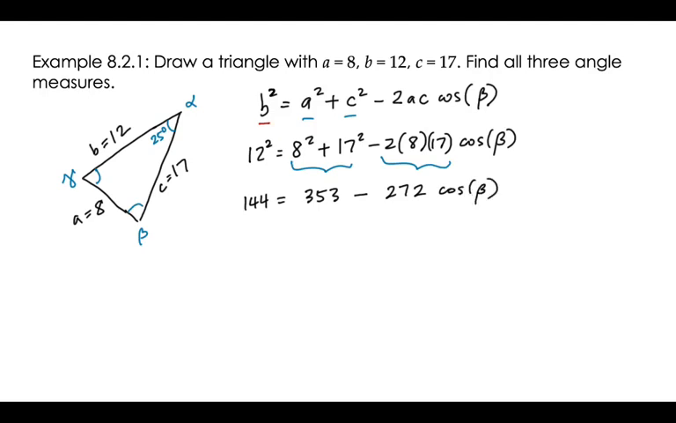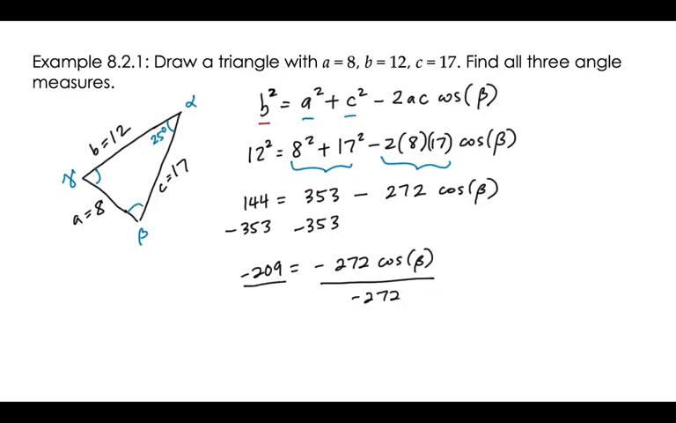Do the same thing we did last time. It'll look exactly the same. We're just going to solve using some algebra skills. Subtract 353 from both sides. Negative 209. Divide by negative 272. I get 0.768 and change.